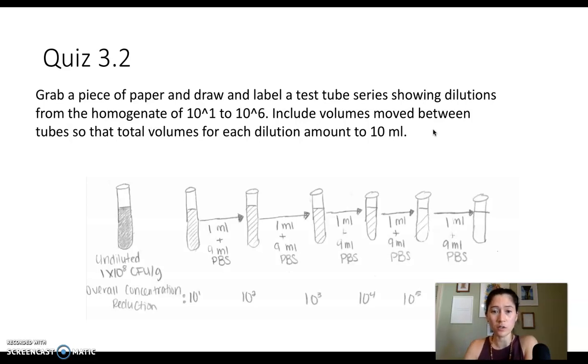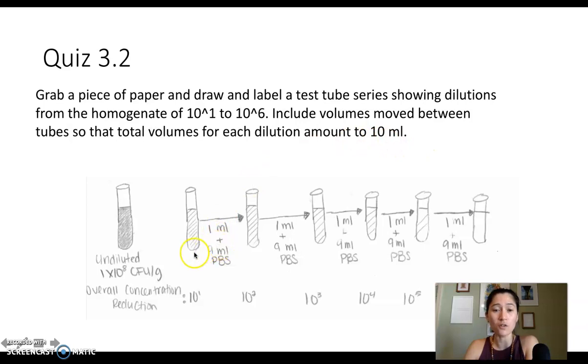So here's an example of what that might look like. This is not something that I did, actually. It's from a previous BIO100 student. So we have our undiluted tube here on the left. We're given the information that the concentration there is 1 times 10 to the 8th CFU per gram. And then we're doing our different dilution tubes here. So for this first one, 10 to the 1, we'd be adding 1 mL into 9 mLs of PBS. Again, we want our total dilution volume to be 10 mLs.